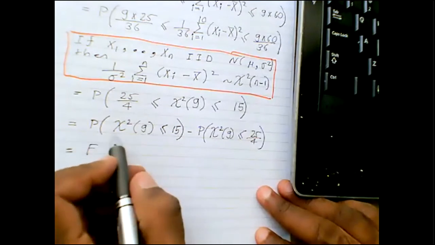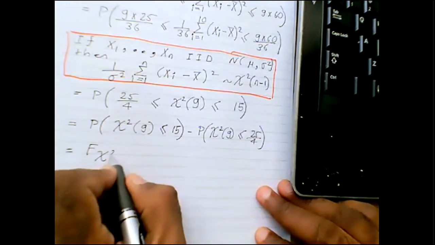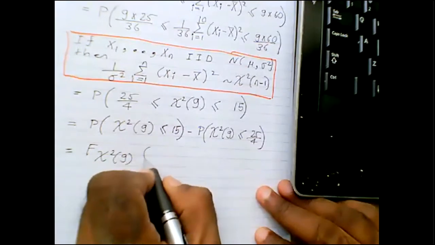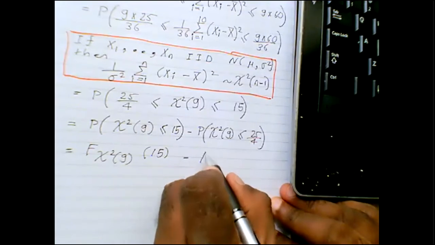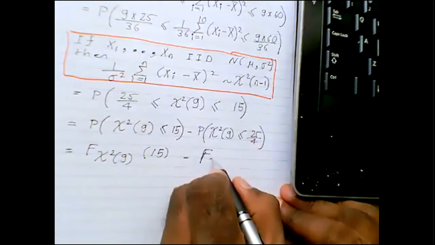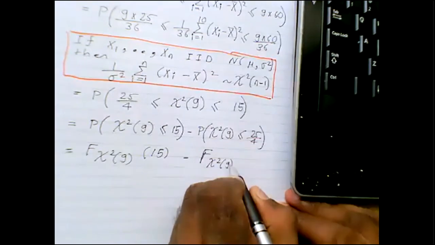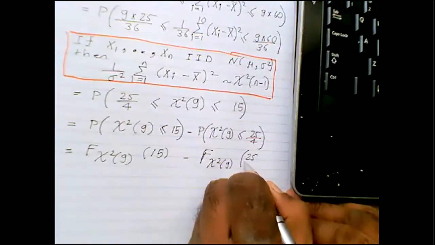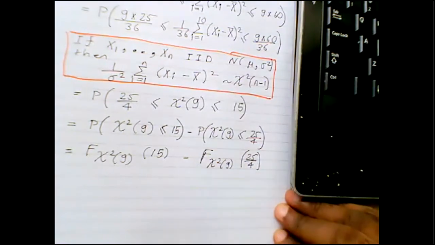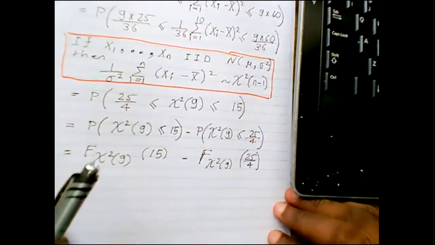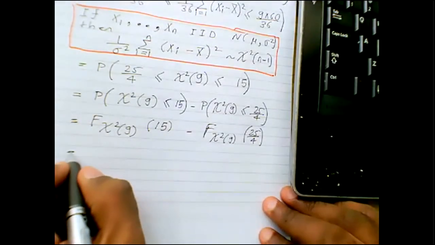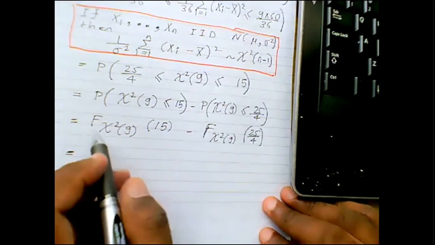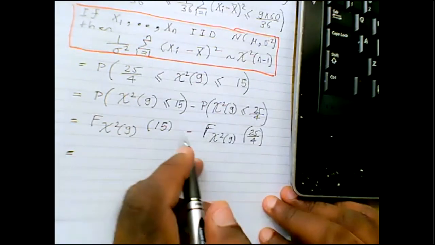this is what you have here is the CDF of a chi-squared variable with 9 degrees of freedom at 15. And what you have here is the CDF of a chi-squared variable with 9 degrees of freedom at 25 by 4. Right? Okay. Now, if you're using R, you can compute this. This is the notation I use for the CDF, right?